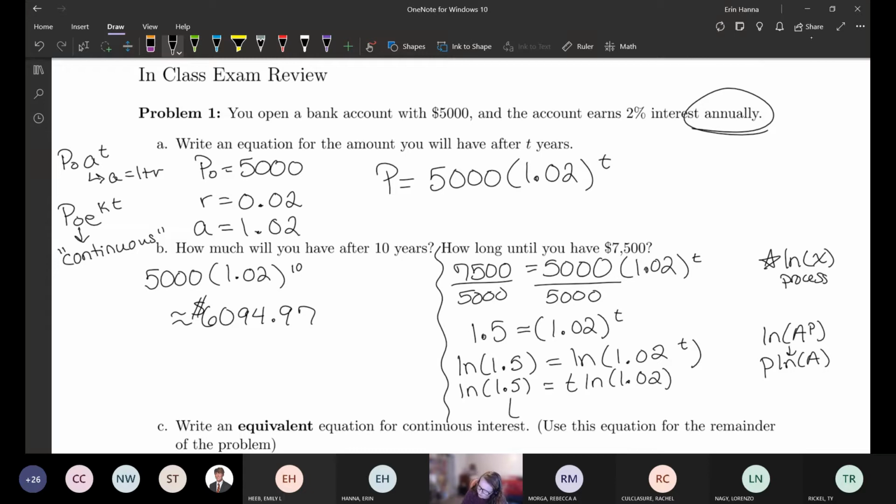And then if we want to solve for t, we divide both sides. Of course the t kind of jumped over to the other side, but notation-wise it doesn't matter. So natural log of 1.5 divided by natural log of 1.02 will give us that it'll take about 20.48 years before we get $7,500.